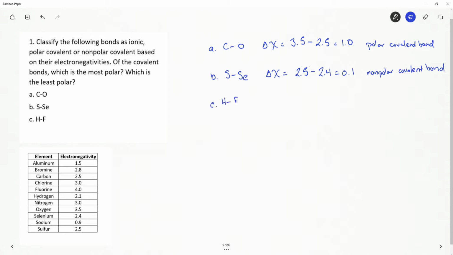Hydrogen and fluorine. Delta chi is 4.0 minus 2.1, which is 1.9. So again, we have a polar covalent bond.